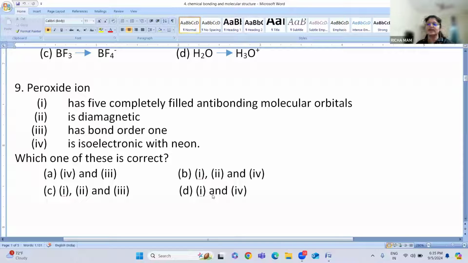What is peroxide ion? H2O2 is hydrogen peroxide. So how are we going to explain this? They have asked about peroxide ion. So peroxide ion will be what? O2 2 minus.